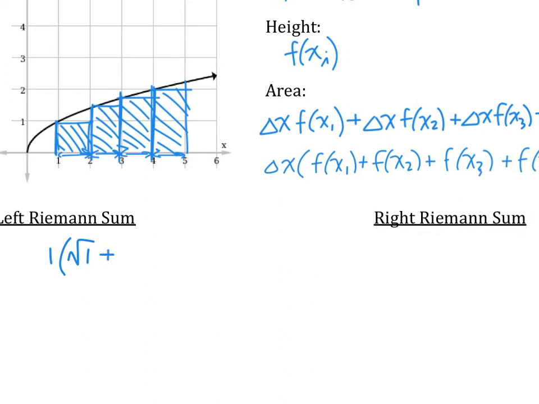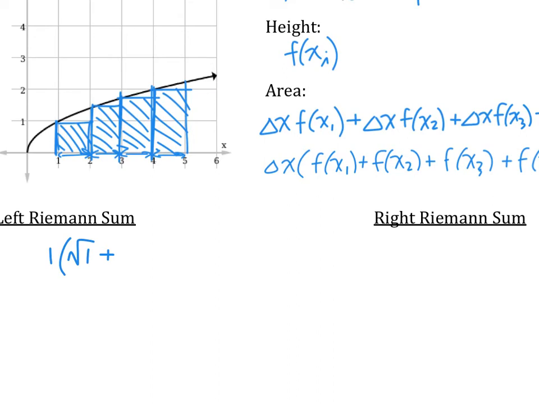Okay. The second height, between 2 and 3, I'm taking the left-hand side of the interval. Yes, question? How do you get square root 1? So the height is dependent on the first interval. The first interval is between 1 and 2. I want the left Riemann sum, so that's the left-hand side of the interval, which is x equals 1. My function is square root x, so this height is square root 1.